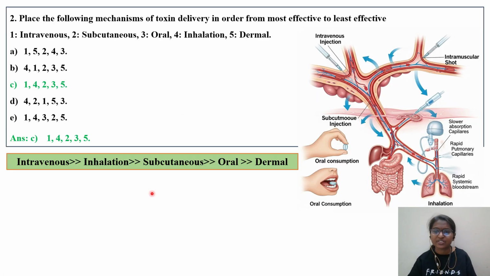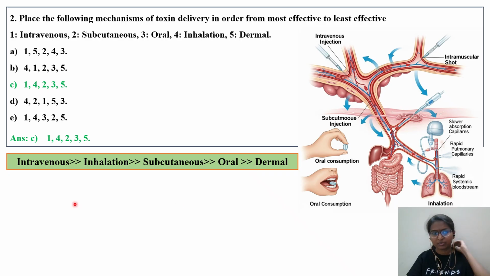Next, we'll dive into the second question. The second question in the textbook was, place the following mechanisms of toxin delivery in order from most effective to least effective. So we have to identify the routes of administration from fastest to least. This is a basic principle, but sometimes we get confused even by repetitive reading. Let's remember this one: intravenous, followed by inhalation, followed by subcutaneous, then oral, then dermal.